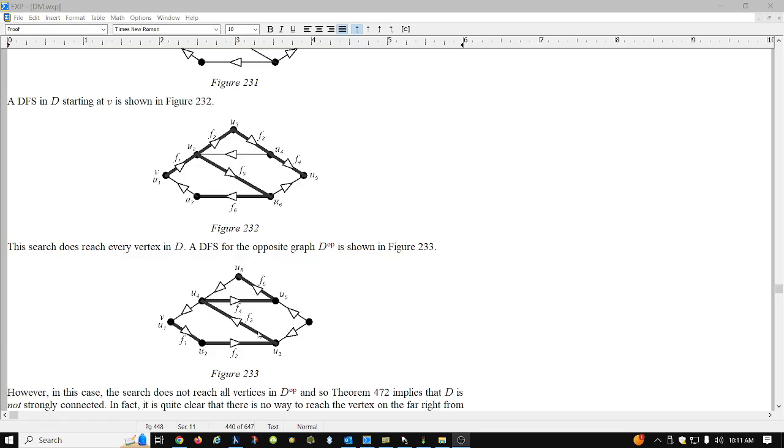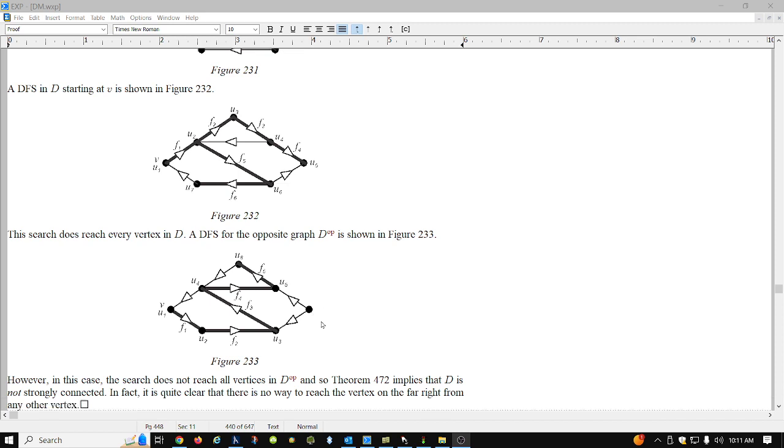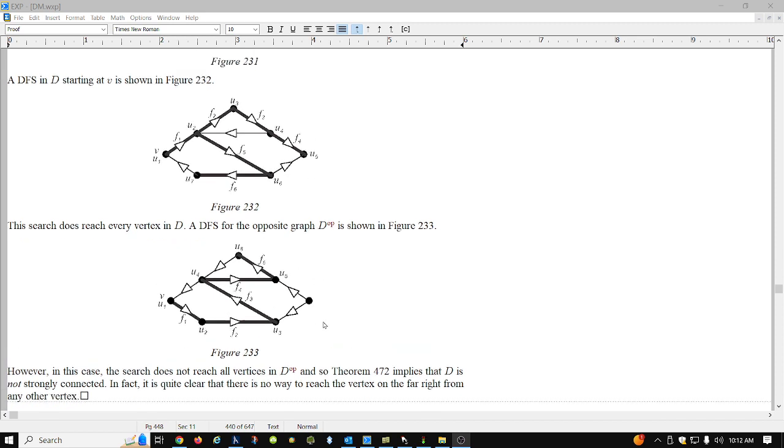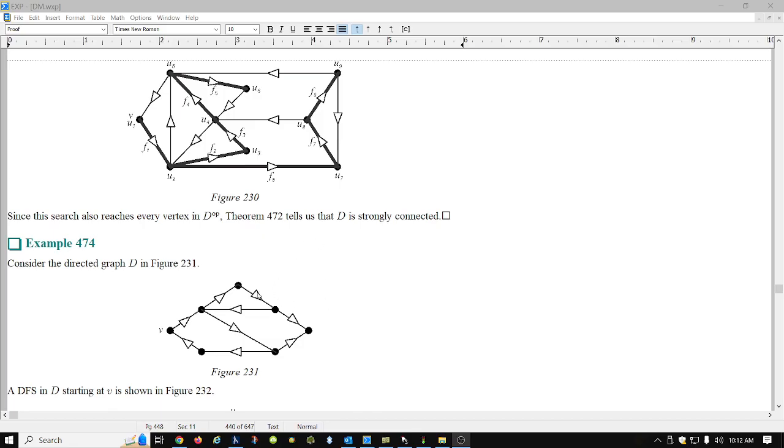Okay. So we back up to here, no place to go, back up all the way. So this is a directed depth first search, but it doesn't produce a spanning tree. This vertex is not included in the tree. So we can conclude then that this is not strongly connected.